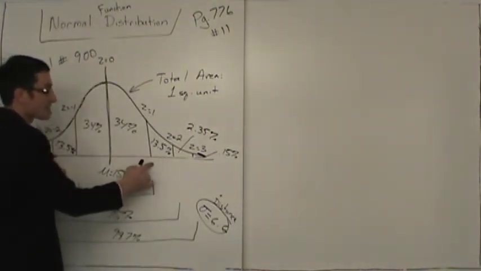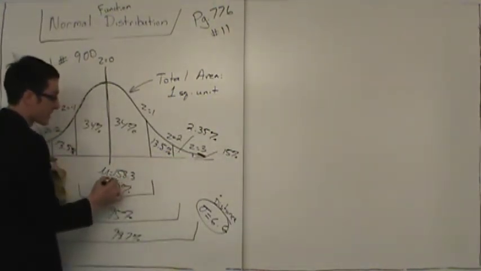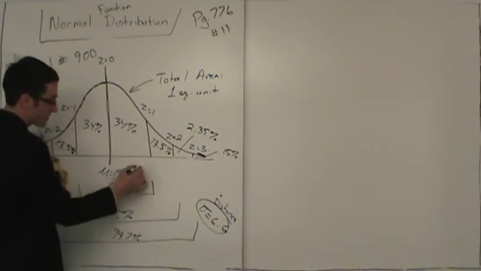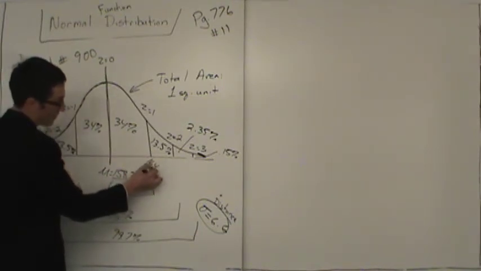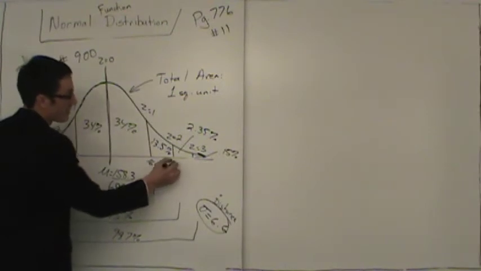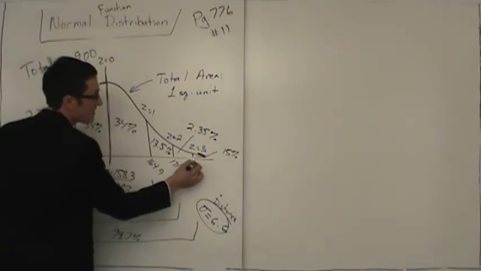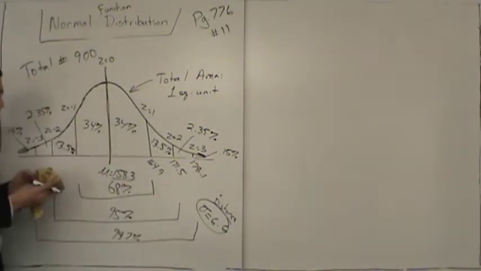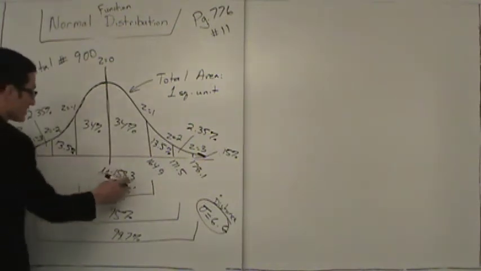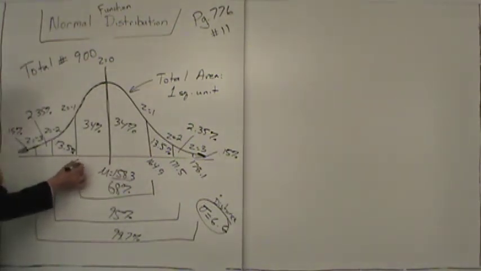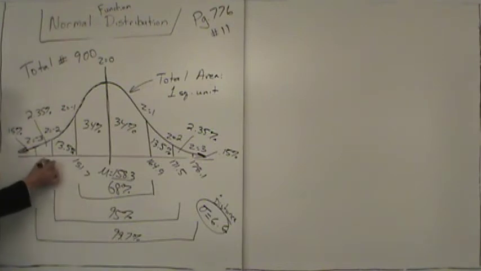So to go to the right, add 6.6, add 6.6, add 6.6. Take 158.3, add 6.6, you get 164.9, add another 6.6, you get 171.5, add another 6.6, you get 178.1. Now subtract 6.6, so 158.3 subtract 6.6 is 151.7. Subtract another 6.6, you get 145.1. Subtract another 6.6, you get 138.5.